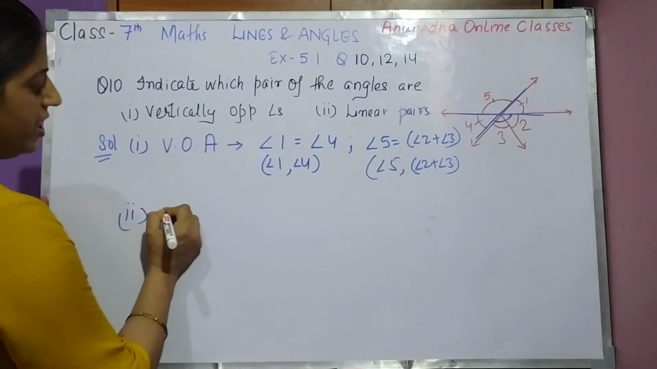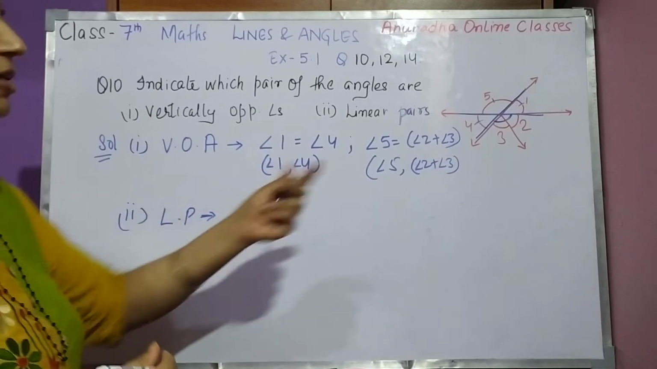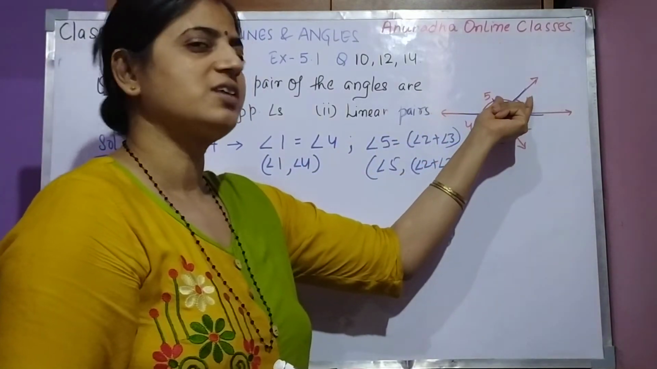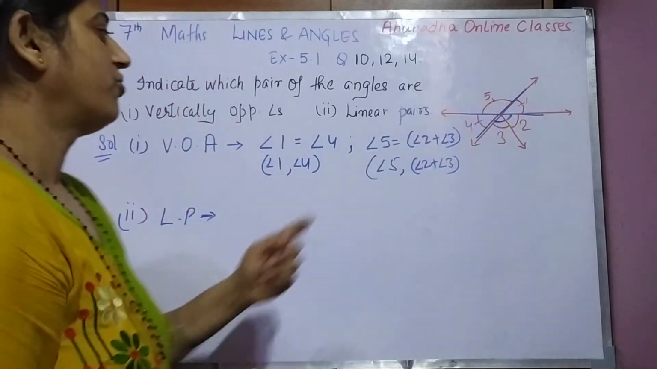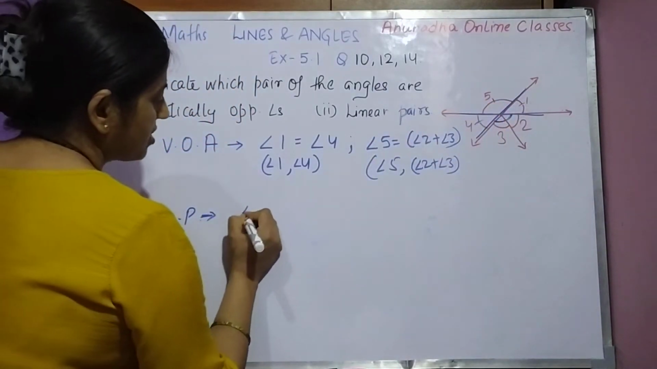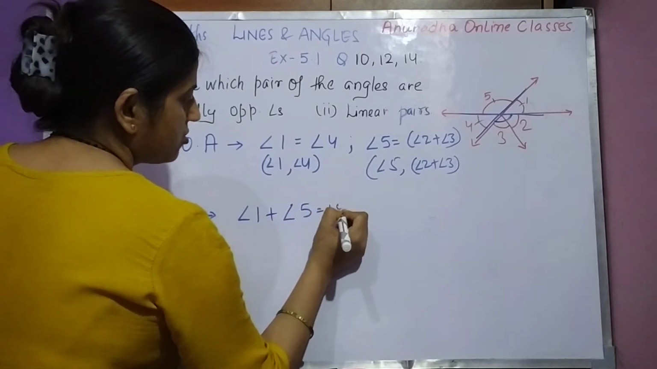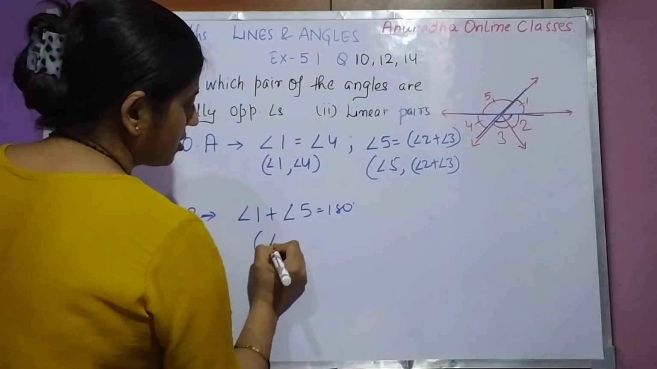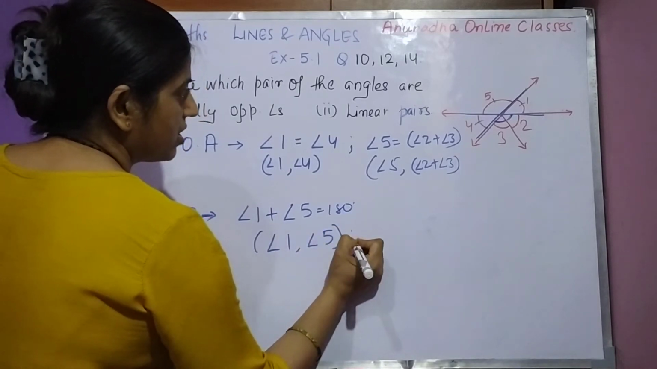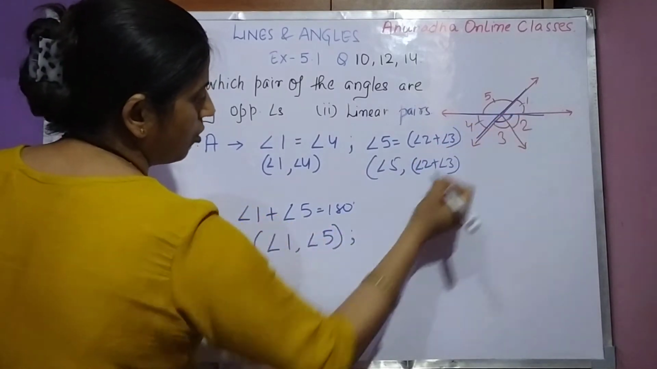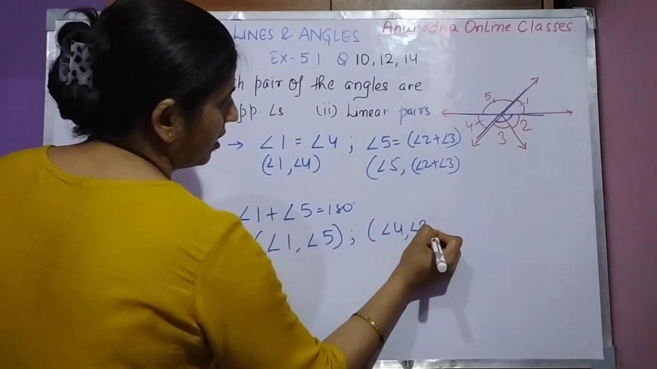Now see the second part. This is the linear pair. You have to tell the linear pair. What does linear pair mean? Two angles whose sum should be how much? It should be 180 degrees. Okay, a pair of angles means angle 1 plus angle 5, that is 180 degrees. So it is a linear pair. Then the second one is what? This all, angle 4, angle 3 and angle 2.